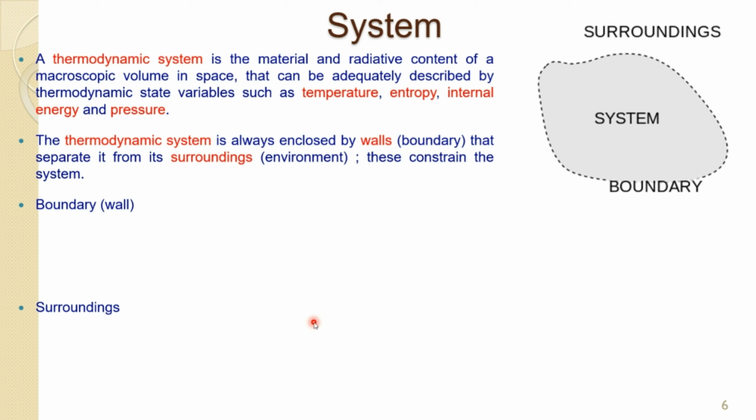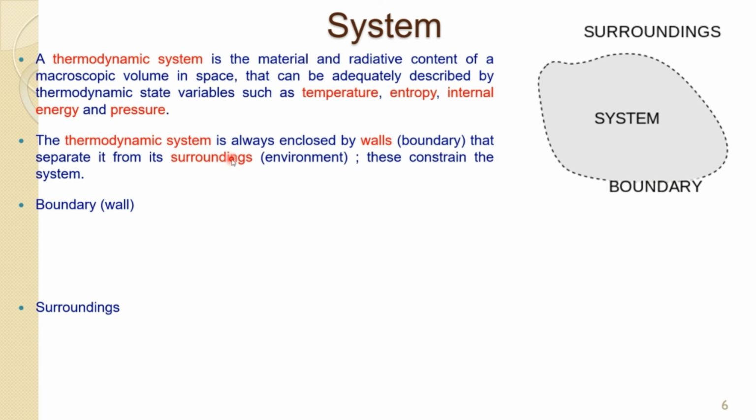The thermodynamic system is the material and the radiative contents of a macroscopic volume in space that can be adequately described by thermodynamic state variables such as temperature, entropy, internal energy, and pressure. But here, the important thing is that you need to understand what this is.